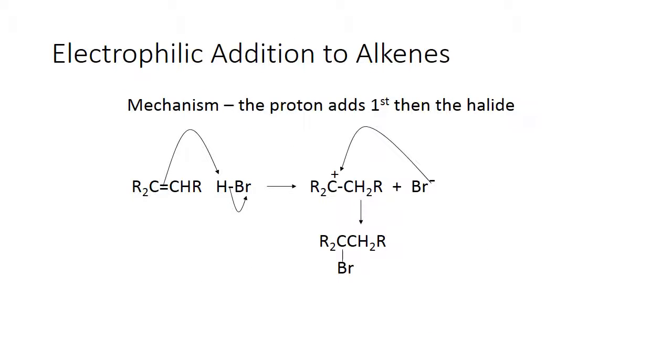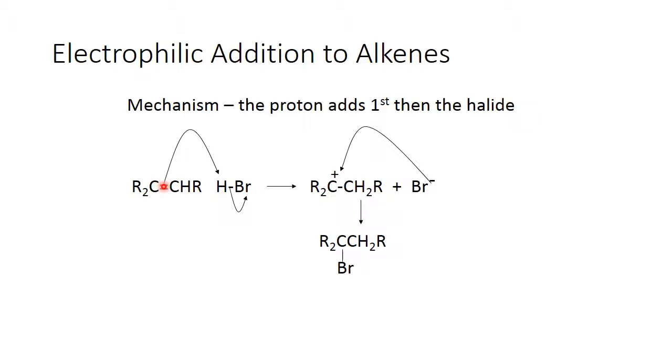The mechanism of this addition is very simple, but we still have to look at how it occurs. And remember, we're using arrows to indicate the movement of electrons. This is called electrophilic addition because the proton, which is the electrophile in hydrogen bromide, adds first to the alkene. So let's look and see how this happens.